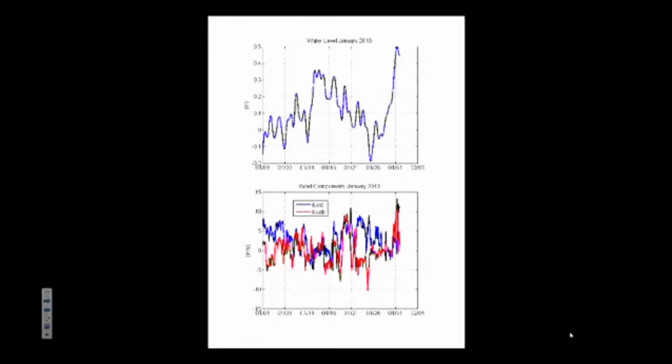This is a picture of water level, January 2013. Same scale. This is a different scale, minus 0.2 to 0.5 meters. And the lower picture is again the wind component. These are unfiltered, and I should have presented a picture for 2012 of unfiltered. But these are the unfiltered east and north components, blue and red.